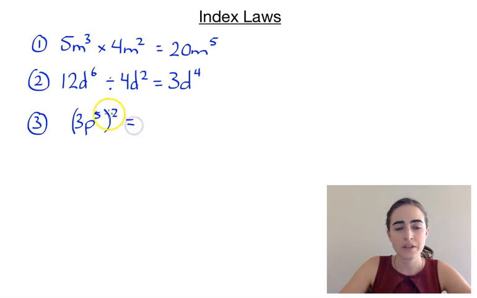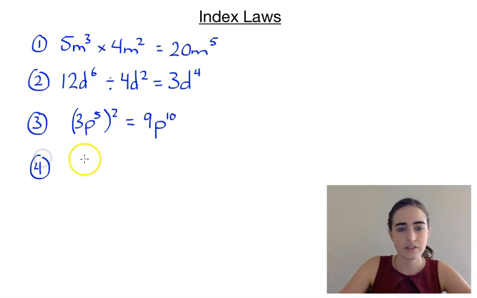Our third example, we've got 3p to the power of 5, squared. Now that squared, because it's outside the brackets, it's affecting everything in here, which means we need to square this 3, and we'd end up with 9. And then we're going to square this p to the power of 5, which is the same thing as multiplying those two powers together. So we'll end up with 9p to the power of 10.